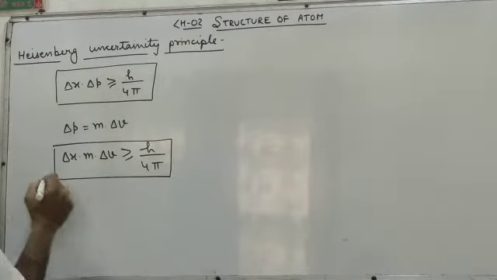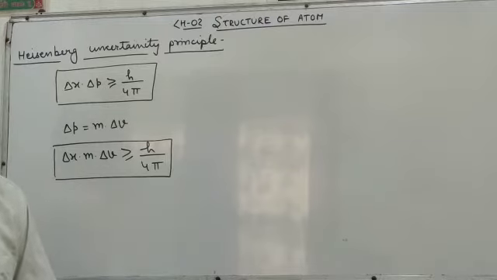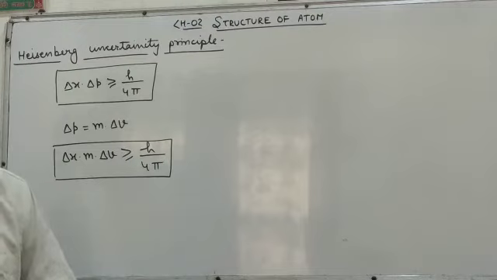Now let us discuss the significance of the Heisenberg uncertainty principle. This principle is applicable only for subatomic particles like electron, proton, etc. It rules out the existence of a definite path for the electron and other subatomic particles. That is, it tells us that we cannot say which path the electron and subatomic particles obey.